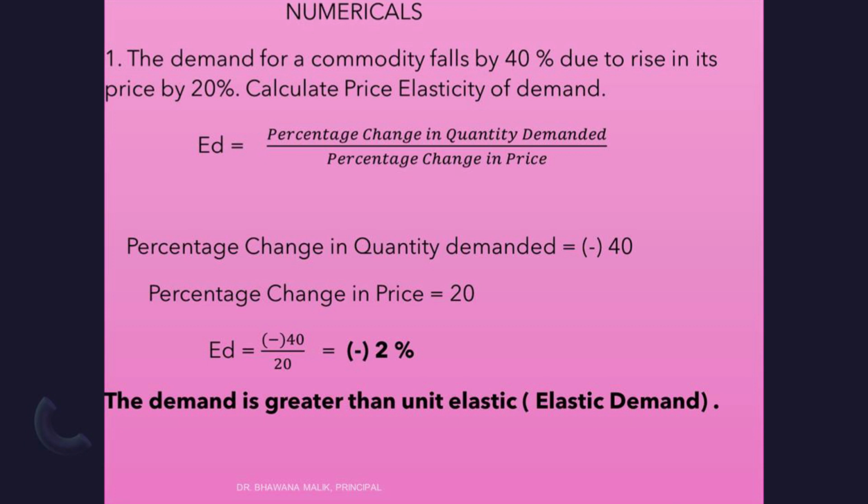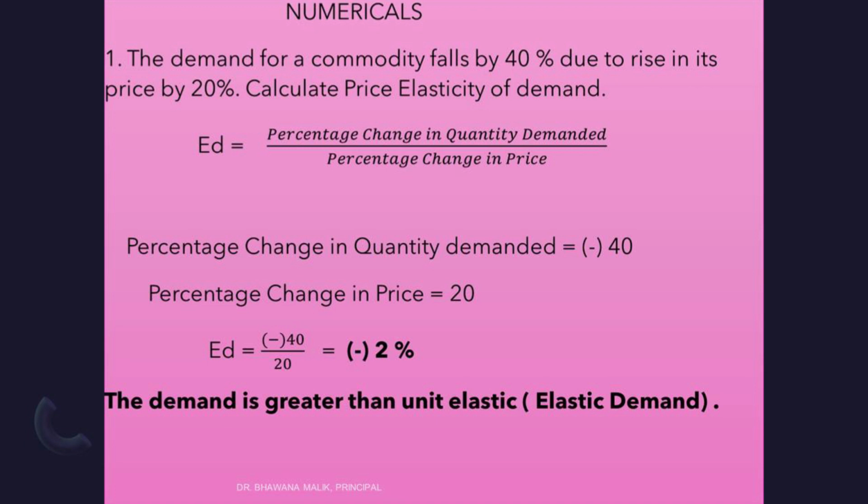So we are going to write it down as it is. The percentage change in quantity demanded is 40%. Now, why have we written the negative sign over here? The reason being the demand for the commodity has fallen, but there is a rise in price. So there is a negative, or a fall, in the quantity demanded. That's why we are going to denote it as minus 40.